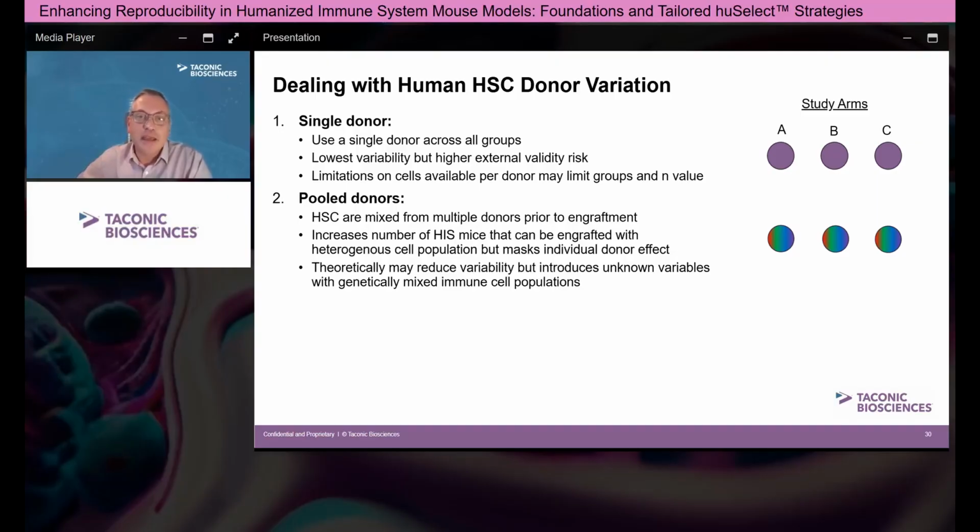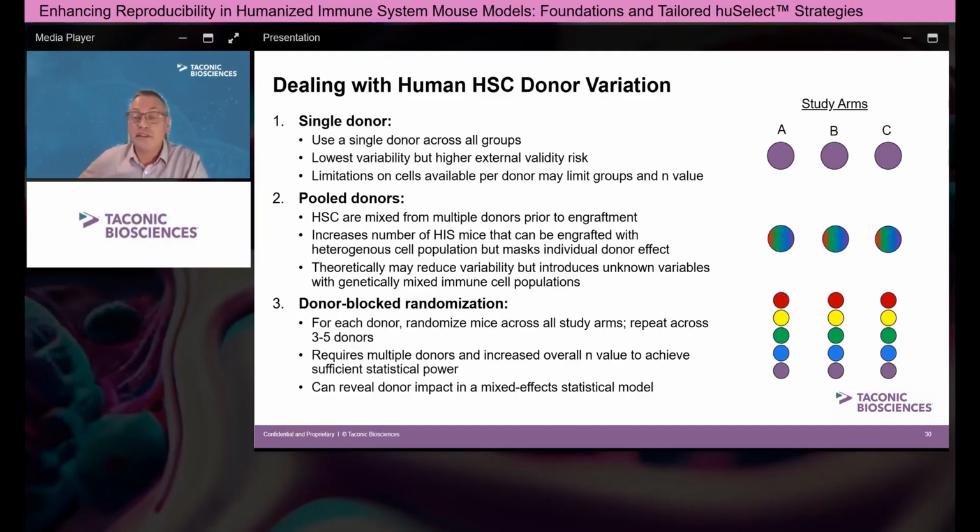And although this may theoretically reduce and normalize that variability, I would point out that this introduces quite an unknown variable of having a heterogeneous mix of different human immune genetic backgrounds present within a single animal. And I think that raises perhaps a lot of potential questions about the validity of this approach.